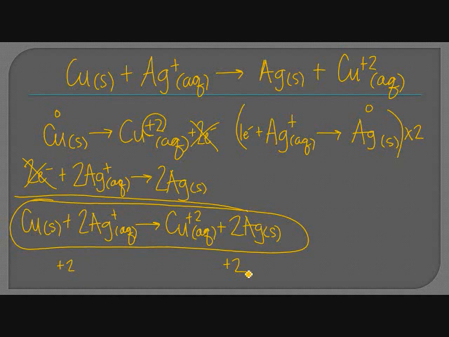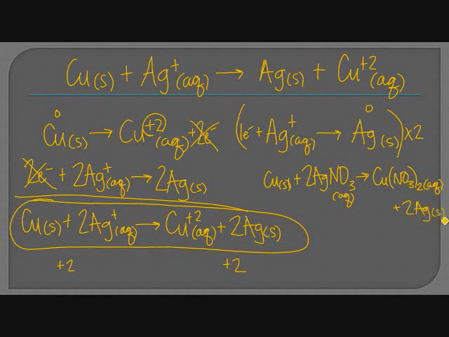If you wanted to throw back in the spectator ion, you could. That would be copper solid plus 2 silver nitrates. It would still be balanced when you're done, to make copper 2 nitrate plus 2 silver metals. Now, could you have balanced that regular equation without going through all this trouble? Yes, you could have, but the point of a redox reaction is to see that transfer of electrons, so that's why we went through that part.